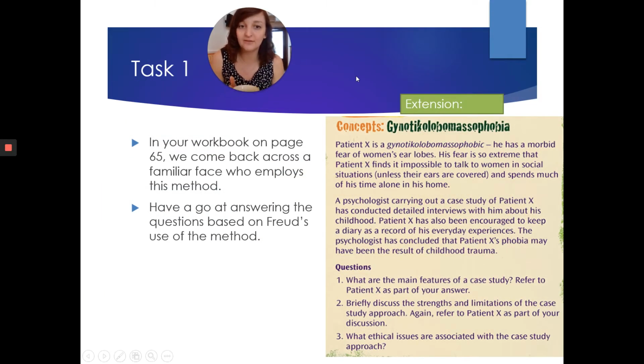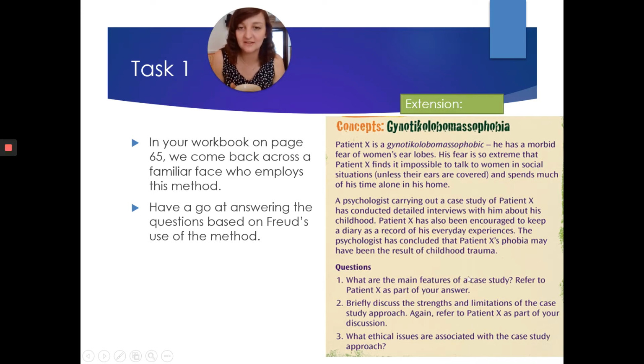Task 1 for you then. So in the textbook, but also in the workbook, if you're referring back to that, we come across a familiar face who employs this method. So have a go at answering the questions based on Freud's use of methods. That's in the workbook. This is in the textbook. I'm not going to try and say that, but have a go at those 3 questions.